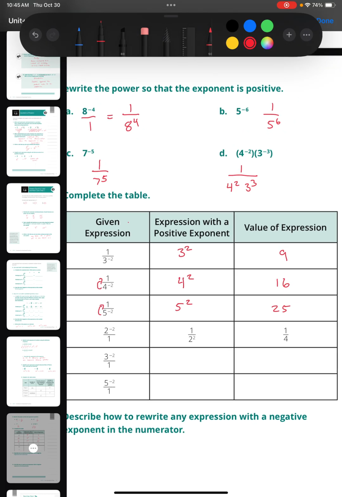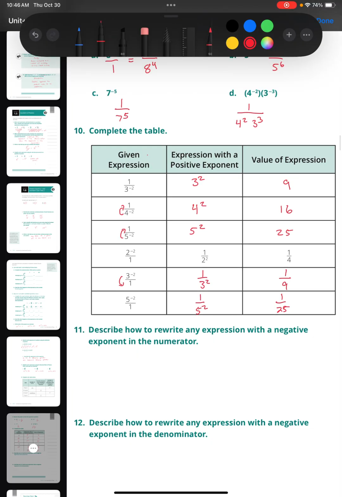Now, you'll see on the next one, they did it for us there. 2 to the negative 2 was in the numerator, moved it to the denominator, became 1 over 2 to the 2, which becomes 1 over 4. So for the next one, this would become 1 over 3 to the positive 2, and 3 squared, 3 times 3 is 9. And then the last row, one more, that would move to the denominator, become 1 over 5 to the positive 2, or 1 over 25.